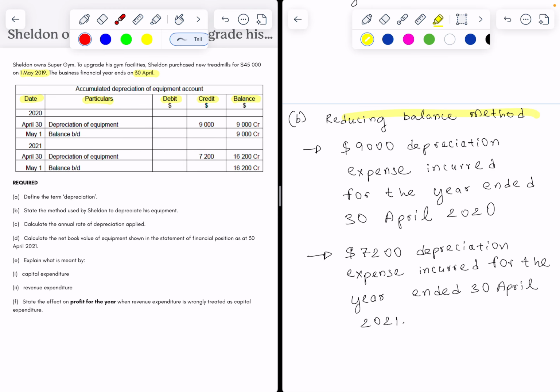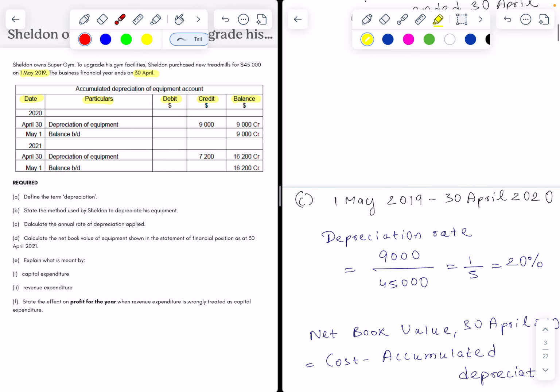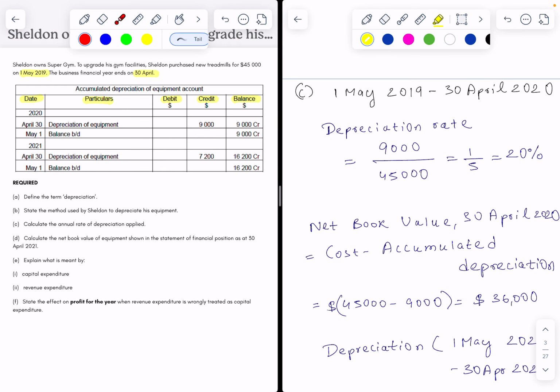What about part C? Calculate the annual rate of depreciation applied. So here is where you can test again whether or not you're using the reducing balance method in this question. So let's do some workings to justify that. So starting with the first financial year, we understand the treadmill was bought on 1 May 2019. So 1 May 2019 until the end of 30 April 2020, which is the first financial year, we want to capture the depreciation rate.